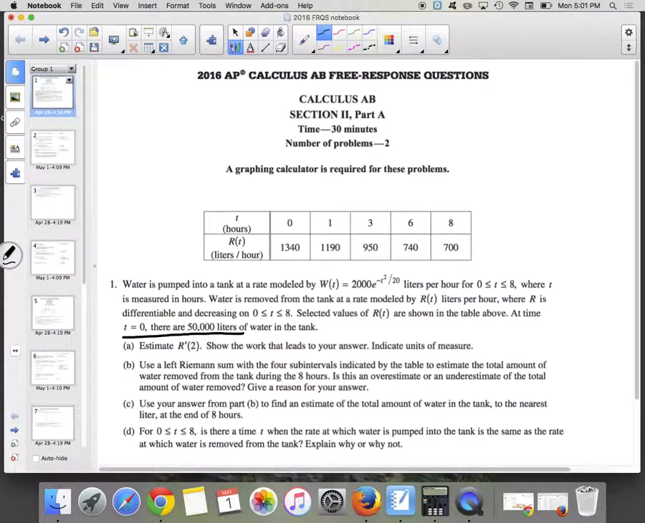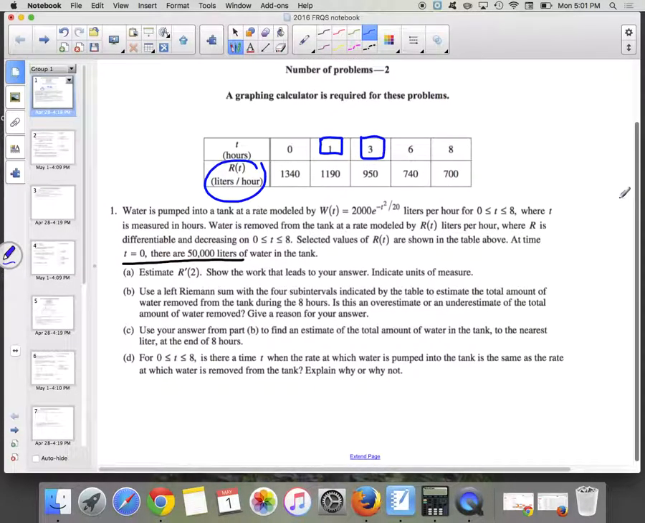If I'm finding R prime of 2, I know that R is located in my table, and my units are liters per hour. At time 2, I notice that I have two values on each side of 2. So all I do is find the slope using those 2 points. My 2 points are 1, 1190 and 3, 950.